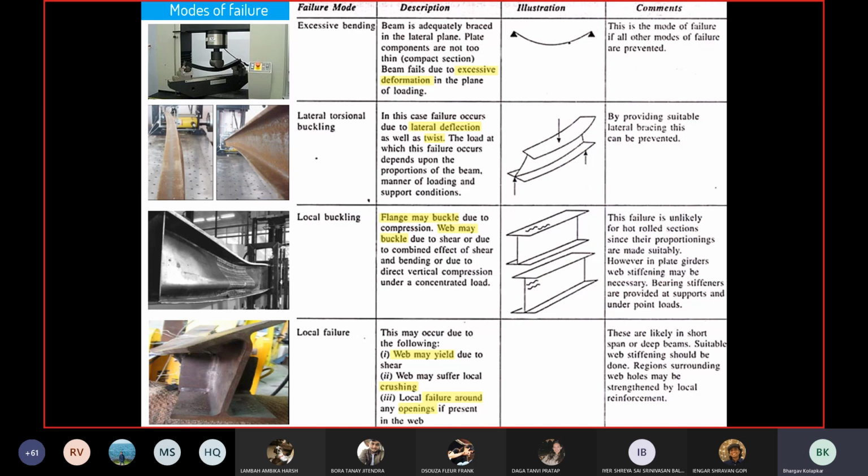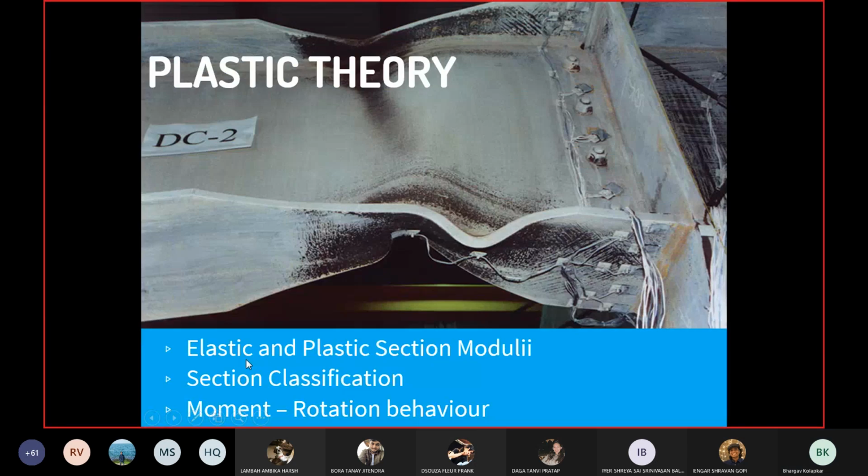In the next lecture, we are going to look at some very important concepts, which we will start from modes of failure, and then we will learn a new theory called plastic theory. What we have learned already is called elastic theory. We'll revise that quickly. Then we'll get into plastic theory, and then we will learn a very important concept called lateral torsional buckling. And if time permits, we'll also solve a quick numerical.